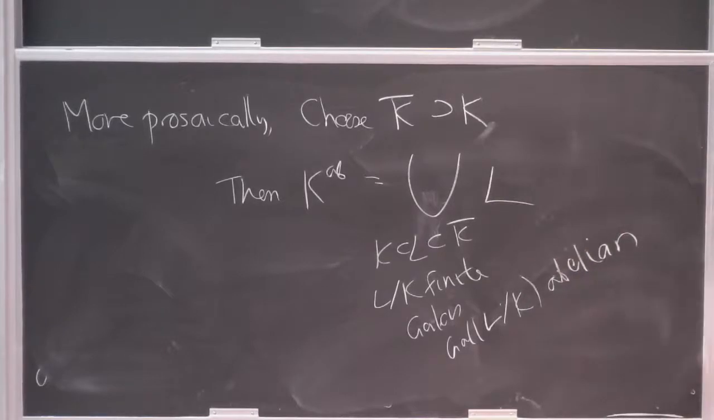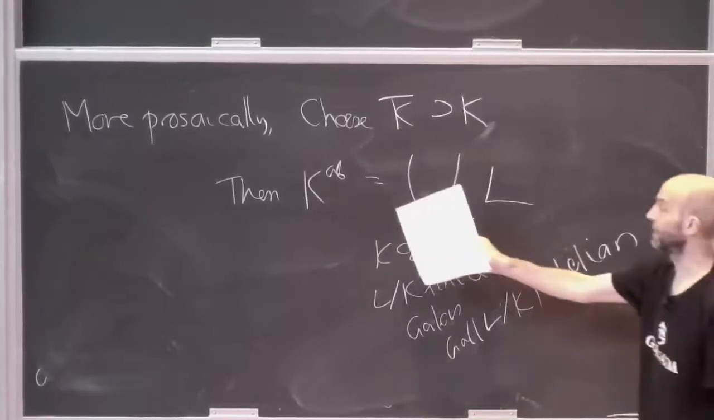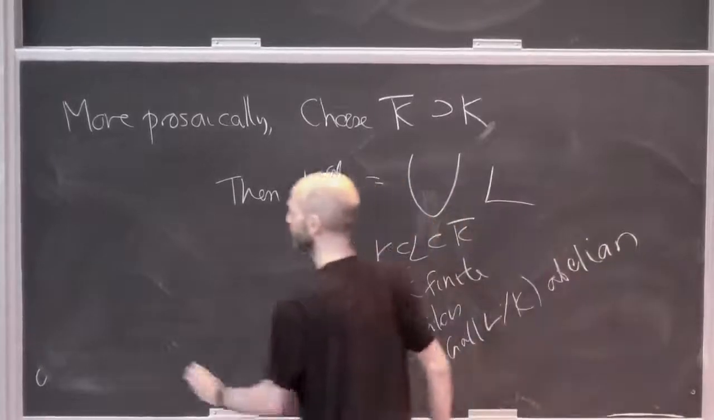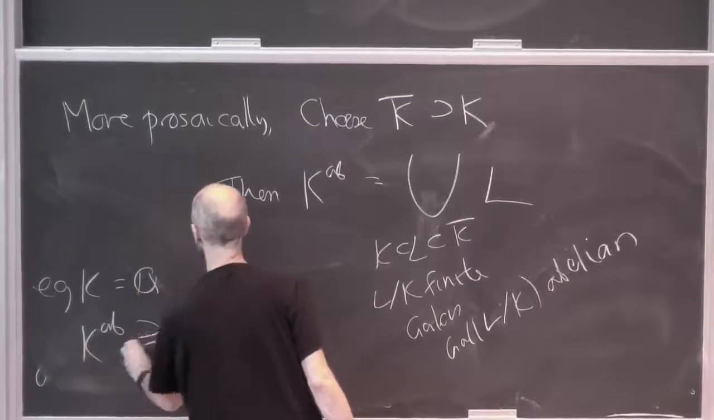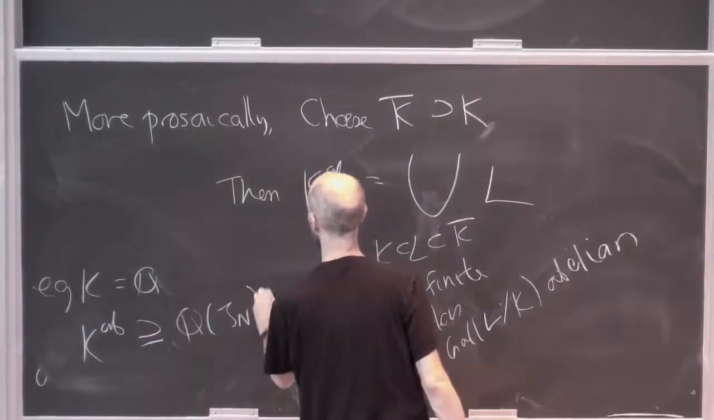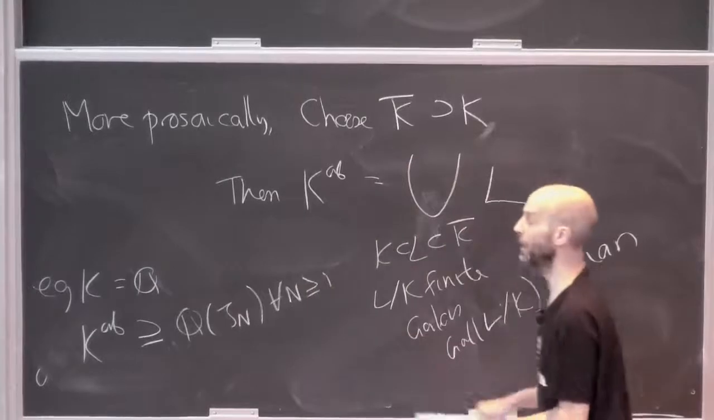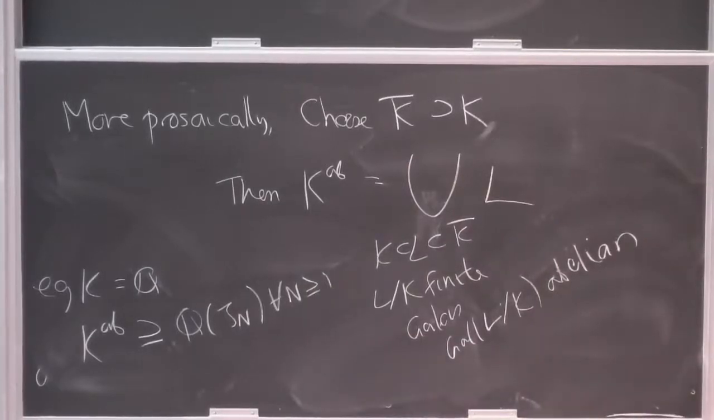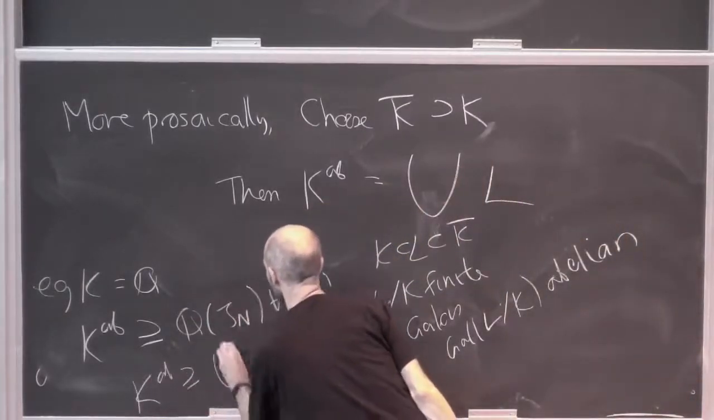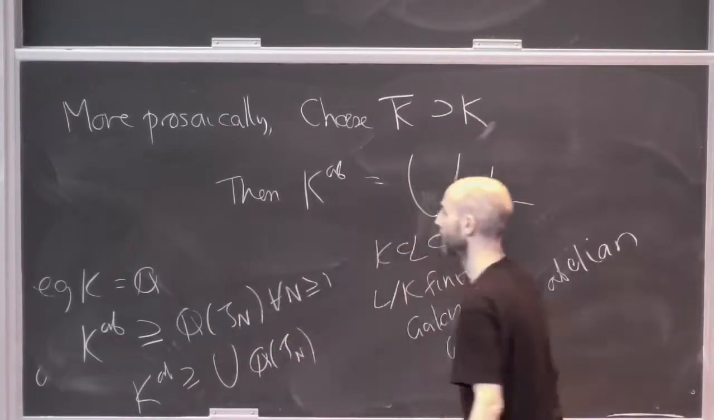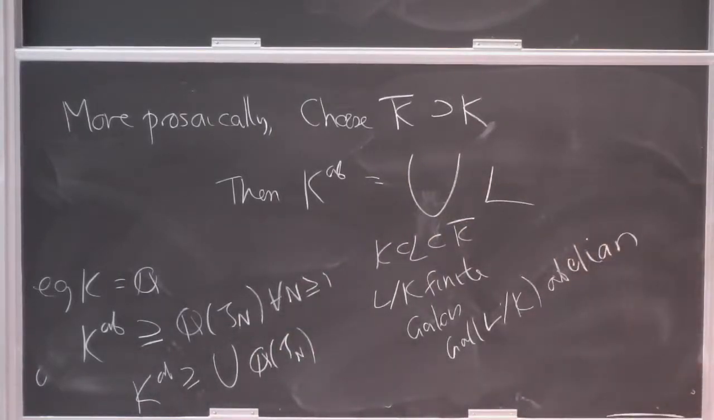If I've got two such things, then their compositum will also be such a thing; it will also have an abelian Galois group. So we take all of them, and this is an infinite extension. For example, if K is Q, then K ab certainly contains Q(zeta n) for all n at least 1, where zeta n is e to the 2 pi i over n, an explicit nth root of unity. So K ab contains the union of the Q(zeta n). It's definitely infinitely big, even for K equal to Q.